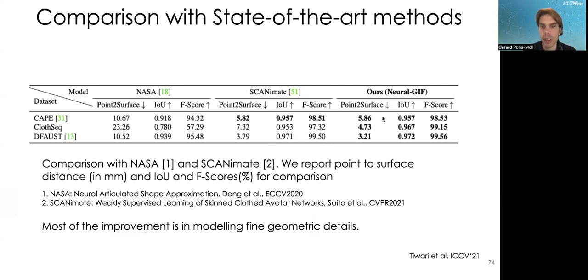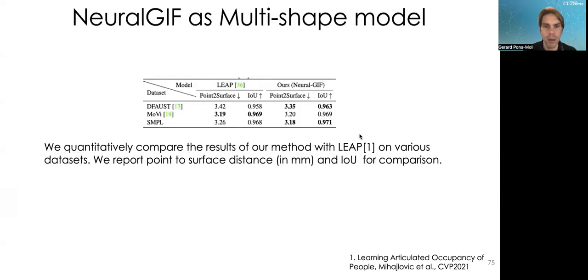I don't want to spend too much time on this, but basically the conclusion, comparing the different models, was that the model was significantly superior to NASA, and very much comparable to Scanimate in terms of numbers. Perhaps neural GIF can produce better details because of this trick of modeling inside the canonic function. You have the numbers here.